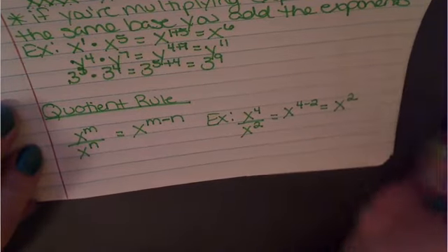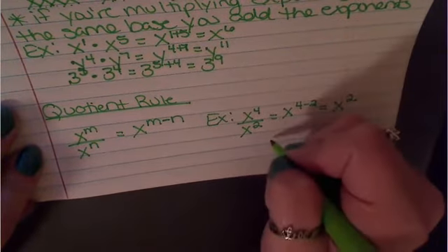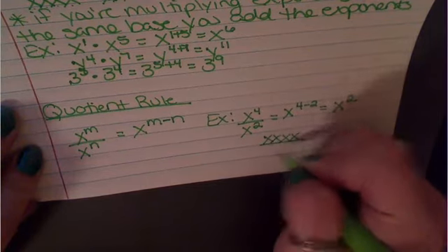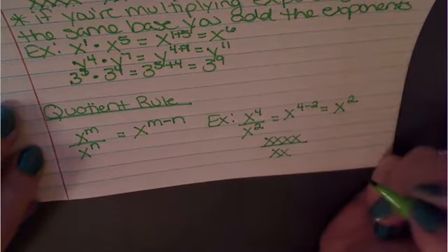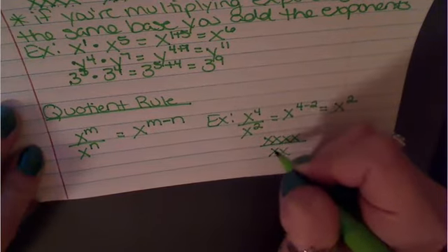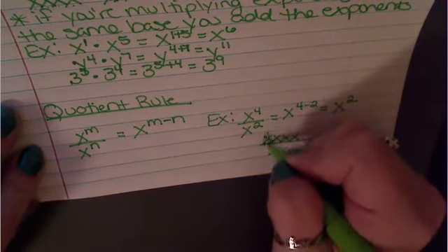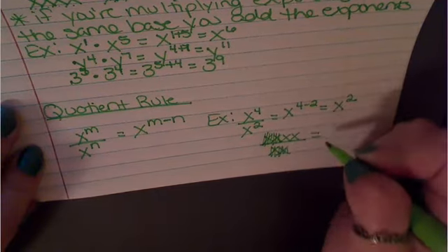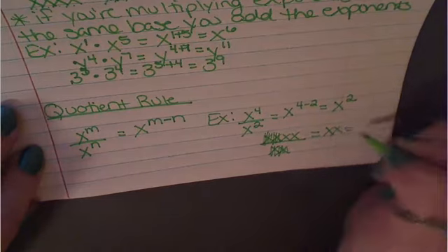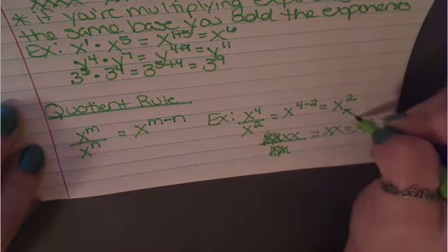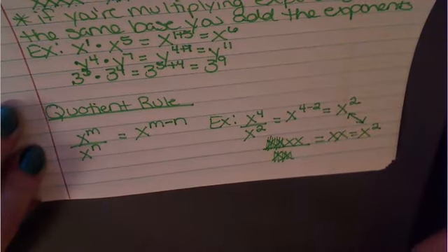Again, you can think about this as x times x times x times x over x and x. Remember, we're allowed to cancel things if they're on top and bottom, if they're the same. This means we could cancel 2 x's, cancel 2 x's. That leaves us with x times x, which is x squared. Again, we get the same answer. So it just shows that this quotient rule does in fact work.